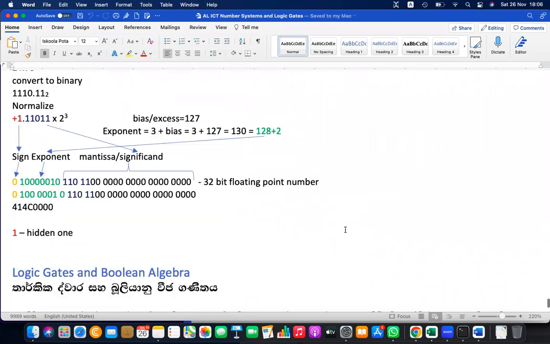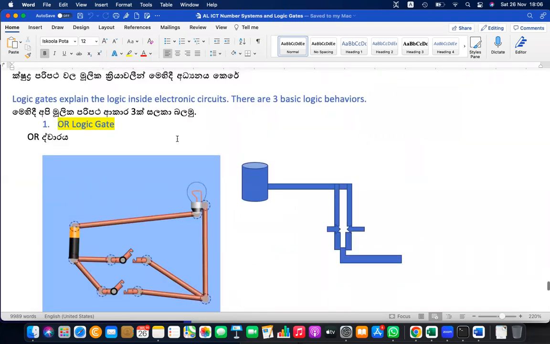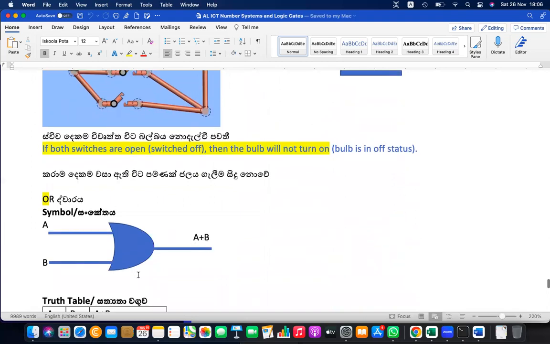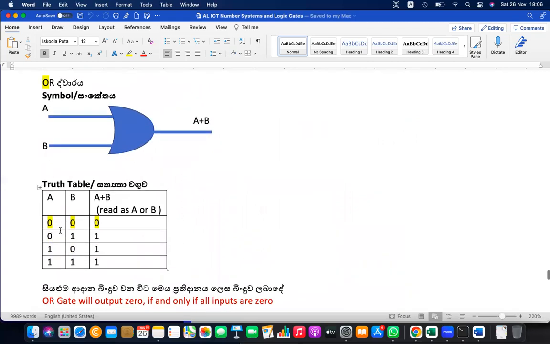Then this one. Here is the logic gate part. We learned about the OR logic. OR logic is explained using plus, A or B, and this is the symbol of the OR gate. The specialty is: when both inputs are 0, the OR gate outputs 0. Otherwise, it's 1. If one of the inputs is 1, then the output is 1. That is the nature of the OR gate.